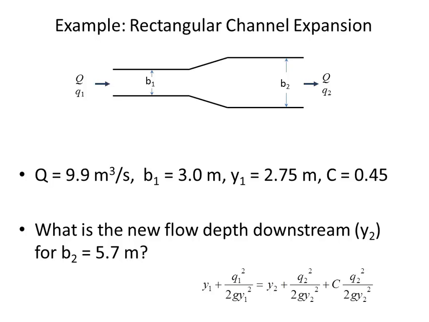We're now going to consider an example where there's a rectangular channel that is expanding from a starting width of 3 meters to a finishing width of 5.7 meters. We know that the flow rate is 9.9 cubic meters per second, and the depth at 1 is given as 2.75 meters, and through the transition there is an energy loss, and the coefficient for that energy loss is 0.45. And so thus what we're trying to find out is what will be the depth downstream of this expansion in view of the fact that the specific energy equation says that there has to be a new flow depth because of the new flow per unit width and also because of the energy loss.